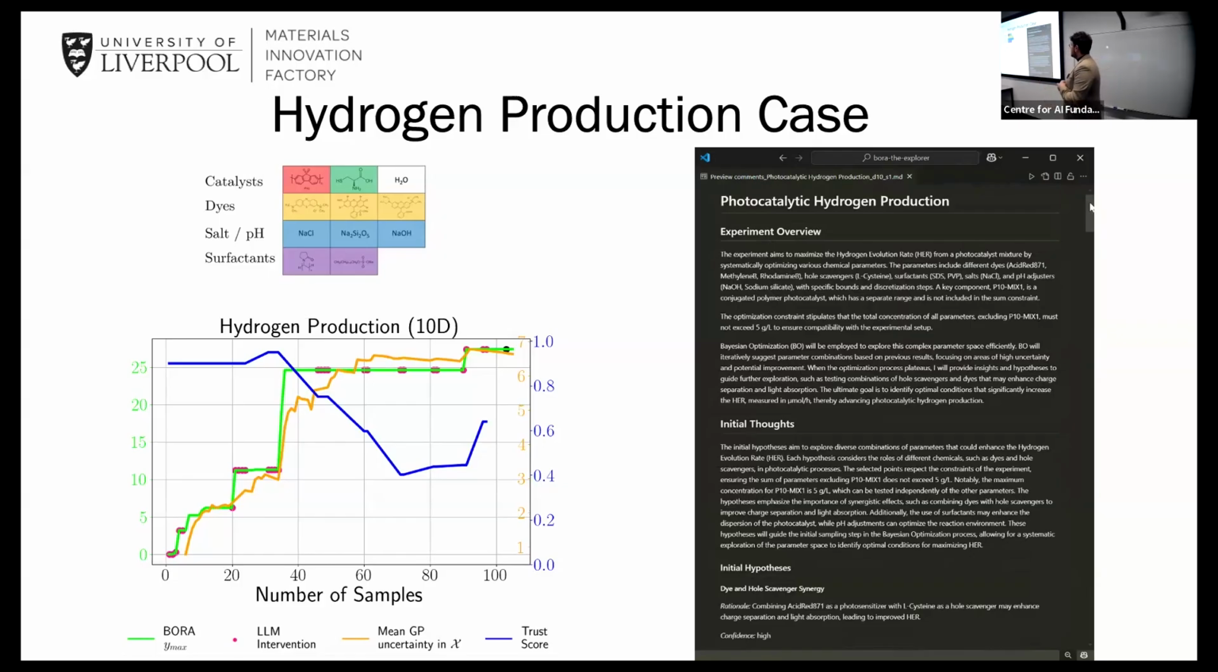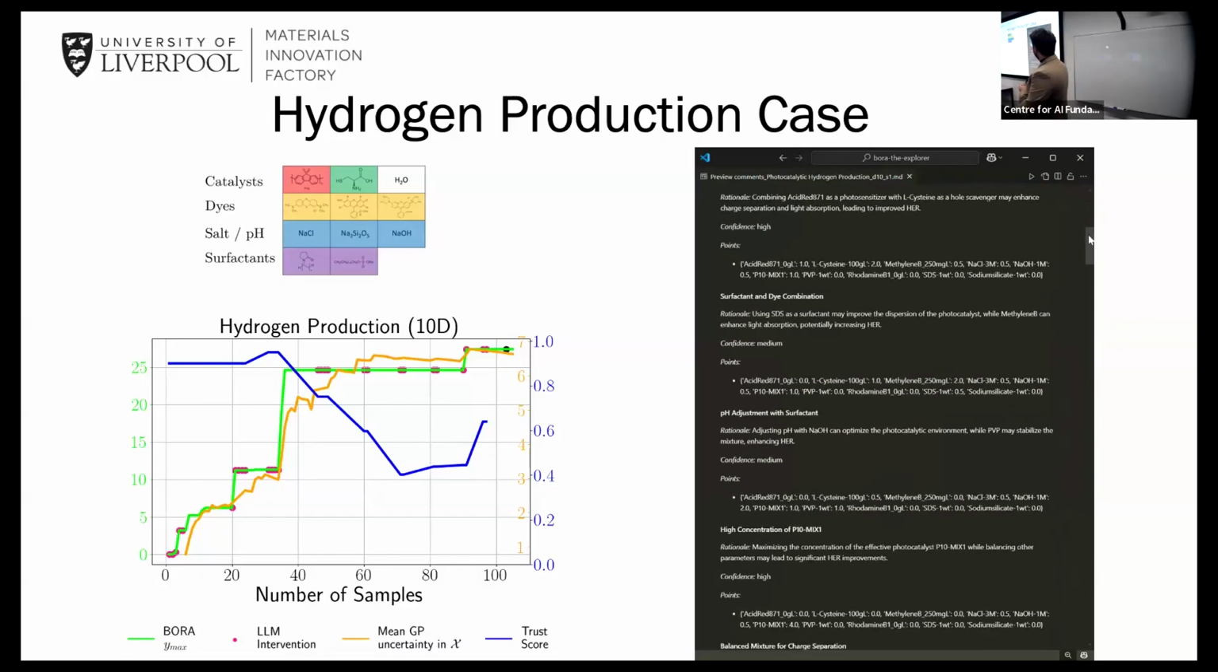So it was really interesting to see, if you look at the green line there, how many times the Bayesian optimization was plateauing during the optimization.